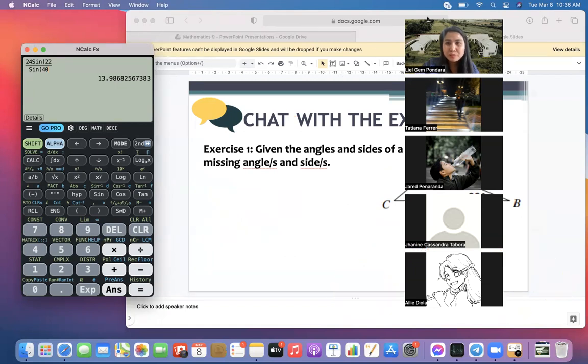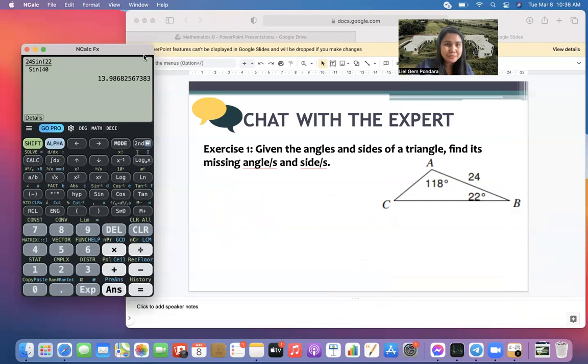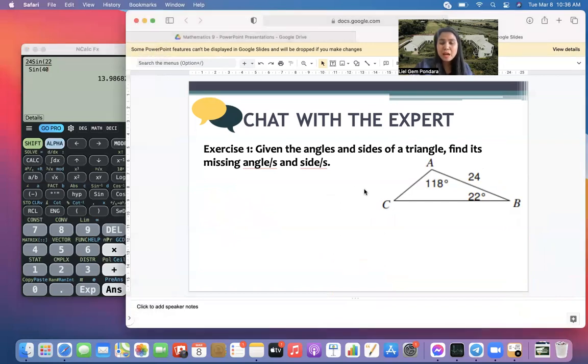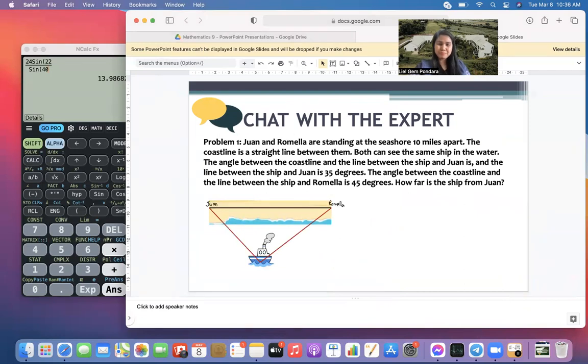Now I will no longer solve the next figures because they're very similar to these figures. We'll now go to the problem. Here's a sample problem. Juan and Romelia are standing at the seashore 10 miles apart. Again, once you're solving problems, it would be best if you can draw it. So start with the illustration. Juan and Romelia are 10 miles apart, so you write here 10 miles. The coastline is a straight line between them.